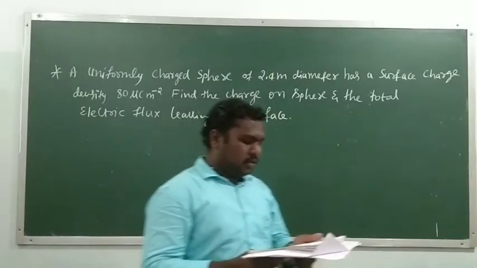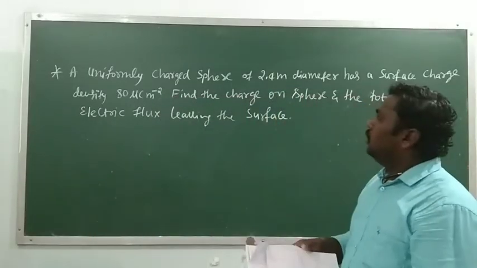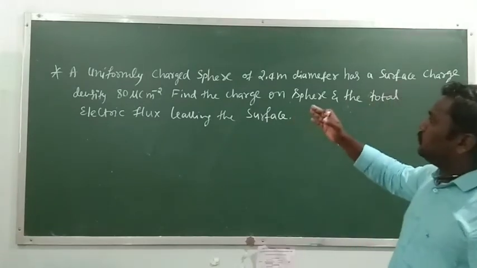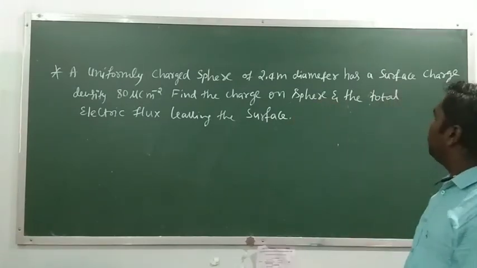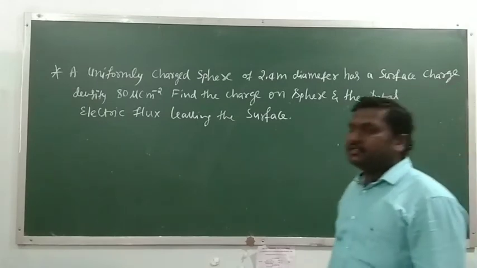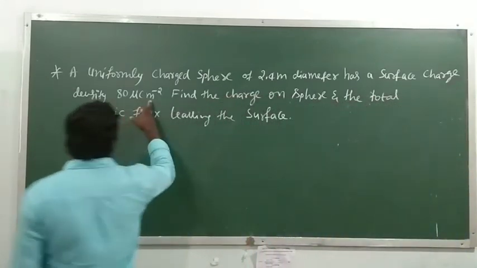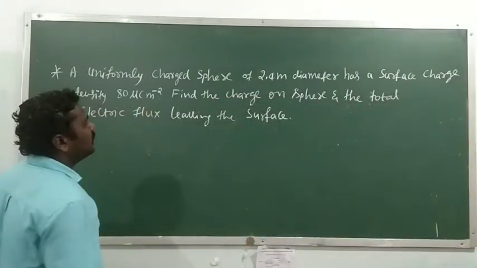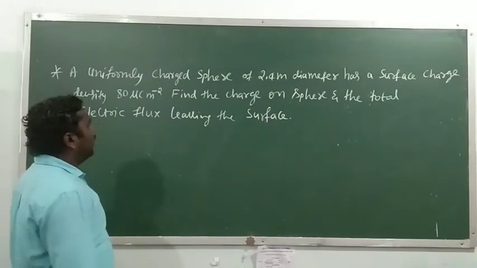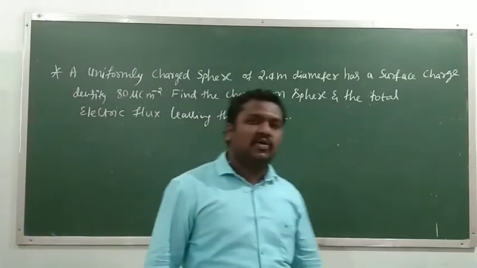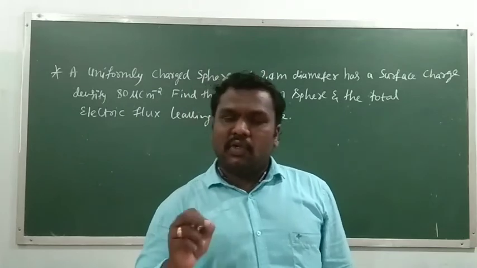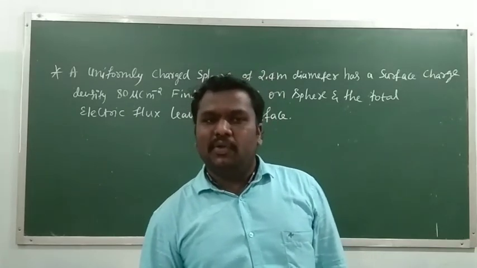So observe the numerical. A uniformly charged sphere of 2.4 meter diameter has a surface charge density 80 microcoulomb per meter square. Find the charge on the sphere and the total electric flux leaving the surface. So they are asking to find the total charge and the total electric flux.